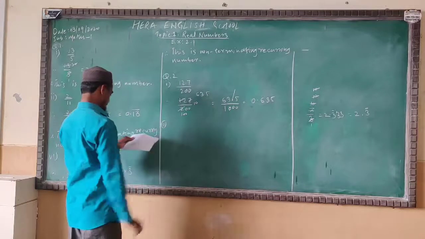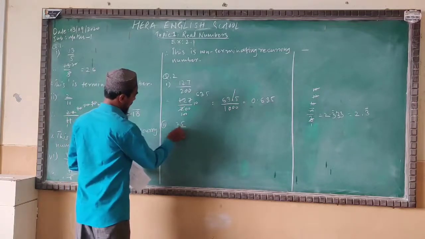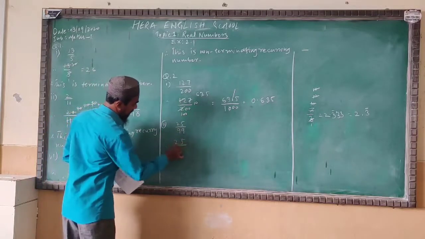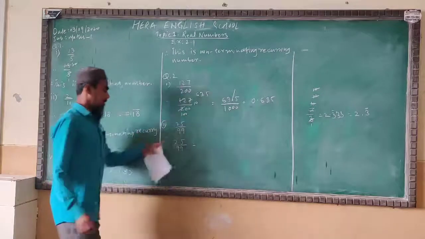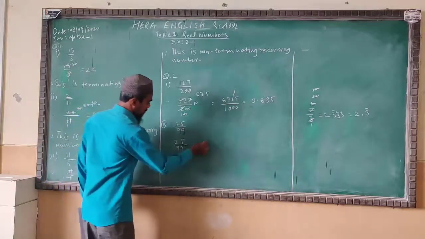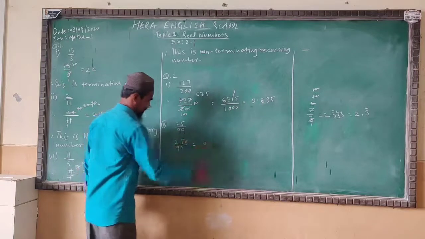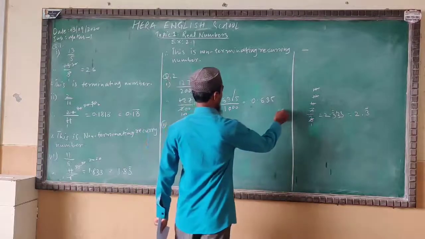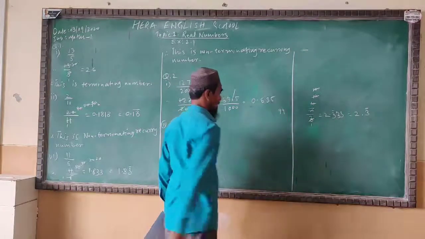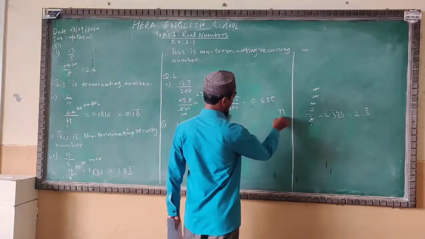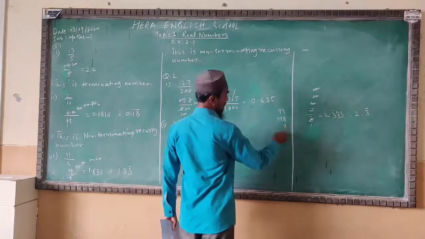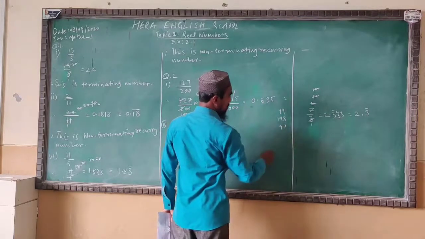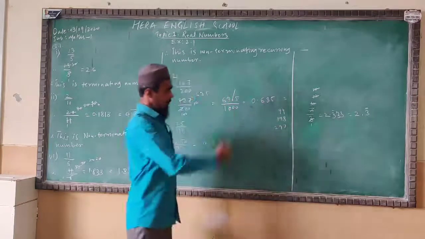Second one, 25 divided by 99. Here also we have to divide 25 divided by 99. Here 25 is less than 99. So we will take the 0 point and we will increase the 0 here. You know very well the table of 99. If you are not getting the table of 99, you can write the 99 table on the side. 99 ones are 99, 99 twos are 198, 99 threes are 297.